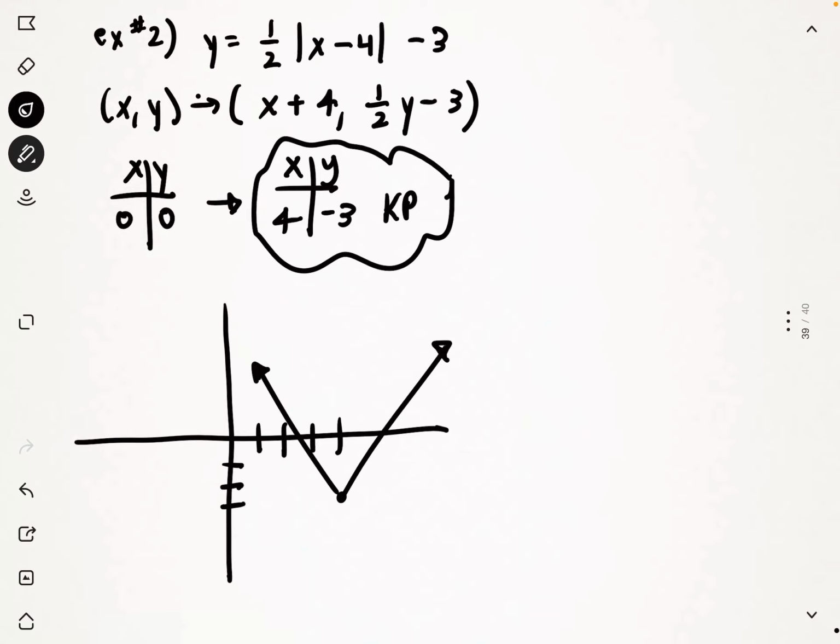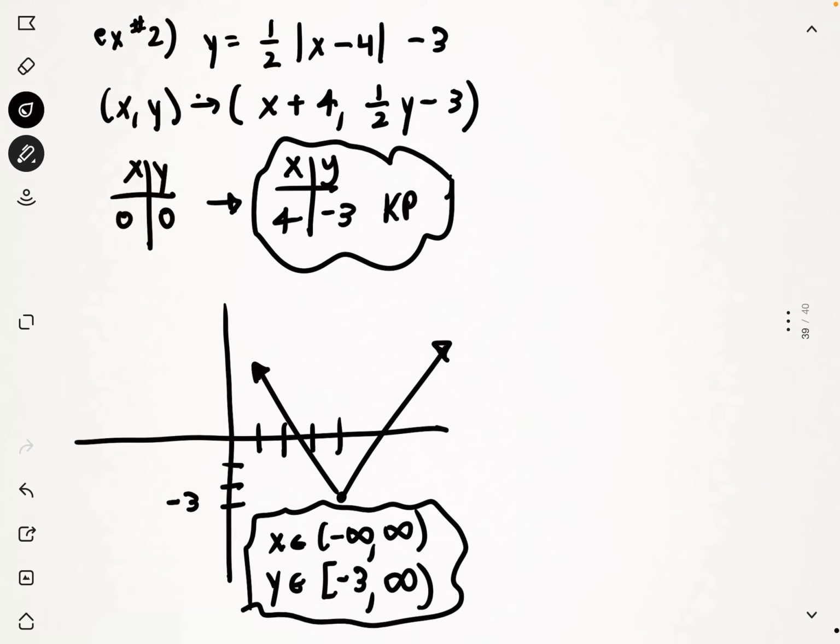We could write the domain and range at this point though. The domain is all real numbers, much like with parabolas for every example. And in this case, we have a minimum y value of -3 but then it goes to infinity, and that is our domain and range.